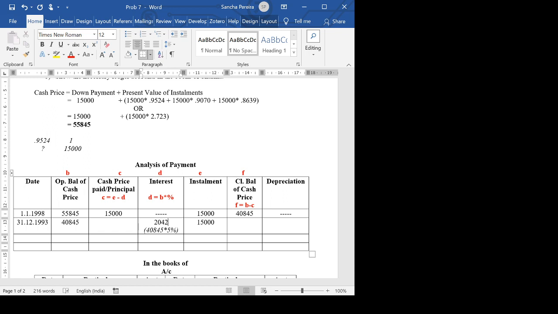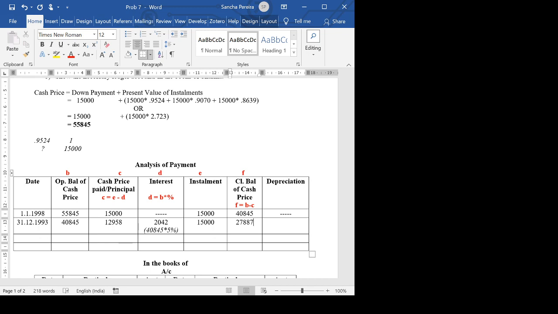I hope you all are also using your calculators and checking. 2,042. And my cash price will be the installment minus the interest, which is going to be 12,958. Closing balance of cash price will be 40,845 minus 12,958, which is going to be 27,887.